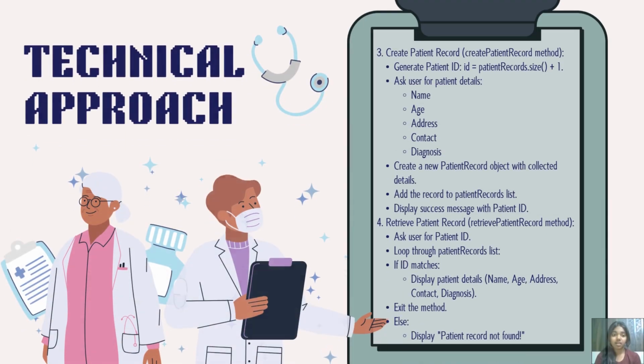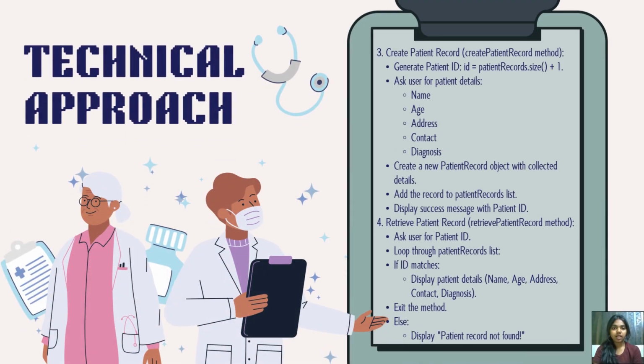In the next step, create patient record method. Under that, generate patient ID. Here, size function is used to automatically generate patient ID. Ask user for patient details for the fields like name, age, address, contact, and diagnosis. Create a new patient record object with collected details. Add the record to patient records list. Display success message with patient ID.